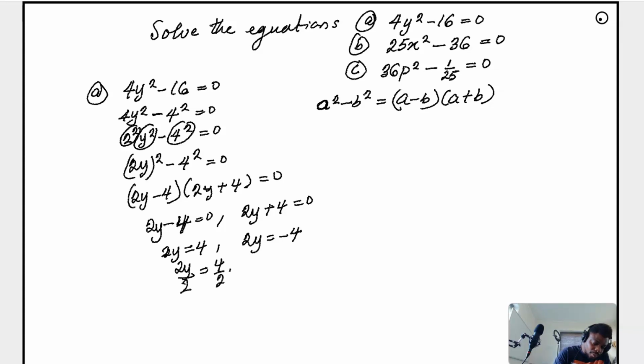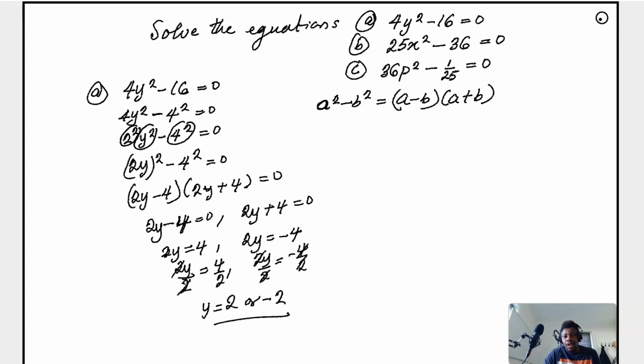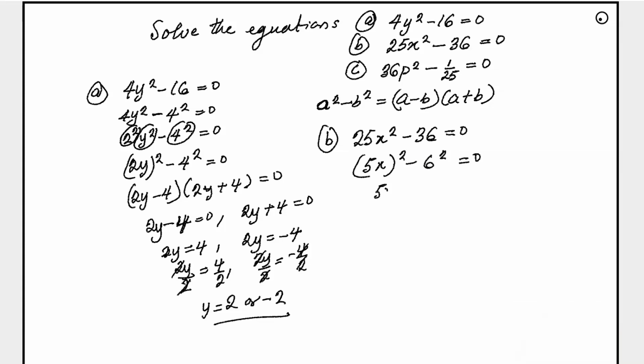So 4 divided by 2. This one also, divide through by 2. Okay? So this cancels this. So y is equal to 2, or this cancels this. y is equal to minus 2. Easy. So that is using difference of two squares now to solve a quadratic equation. Now for b, I will quickly do this because you already know how to solve this.